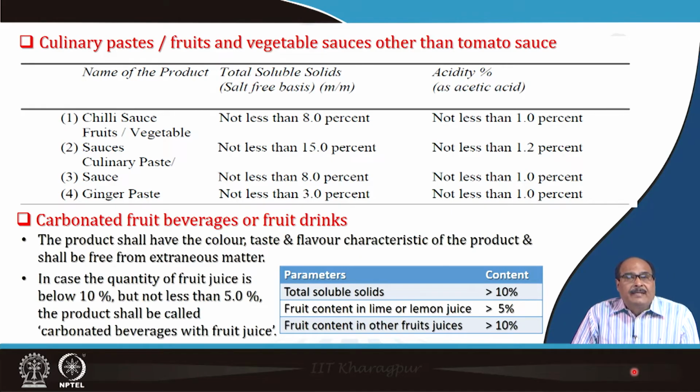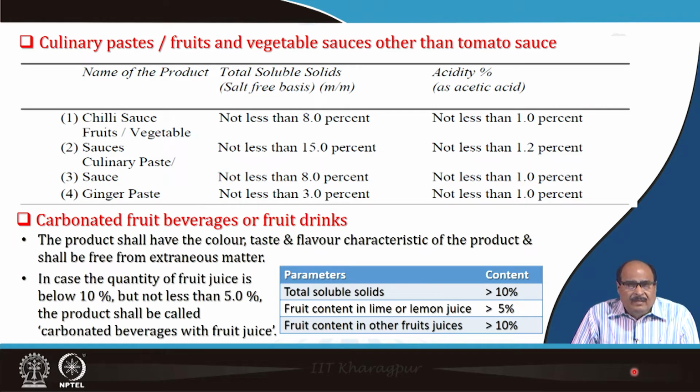Okay. In the case of culinary paste, fruits and vegetable sauces other than tomato sauce, the total soluble solids, minimum, on mass by mass basis, or acidity percent is given here in this table. For example, chili sauce, okay, whether it is made from any fruits or vegetable, should not contain less than 8% total soluble solids and not less than 1% acidity. In ginger paste, not less than 3% total soluble solids and not less than 1% acidity.